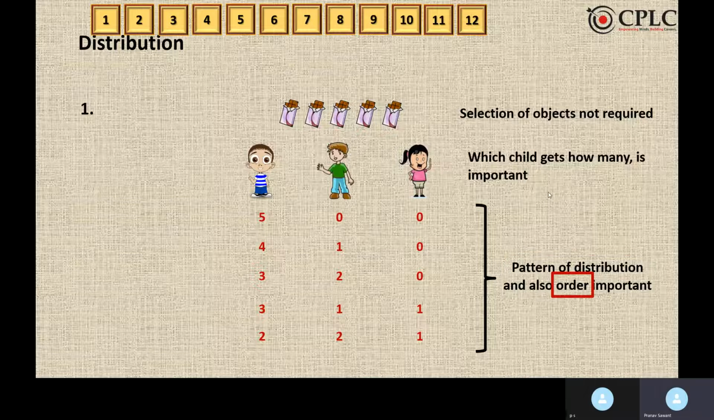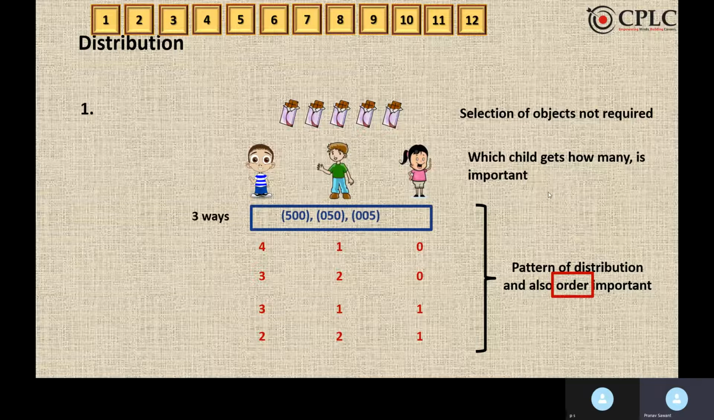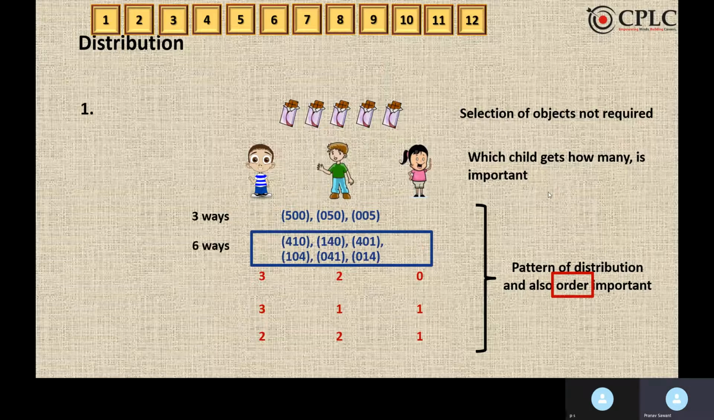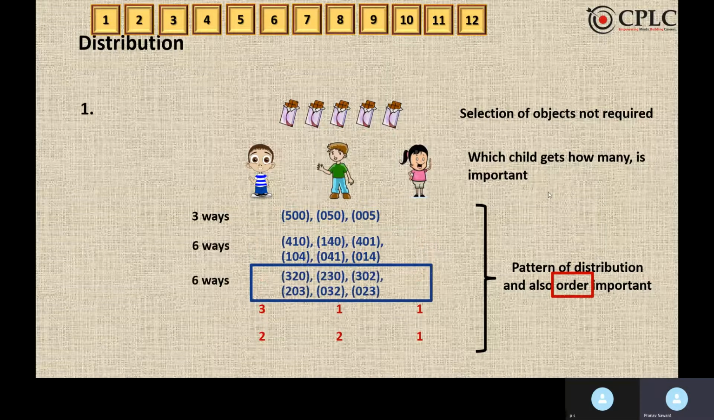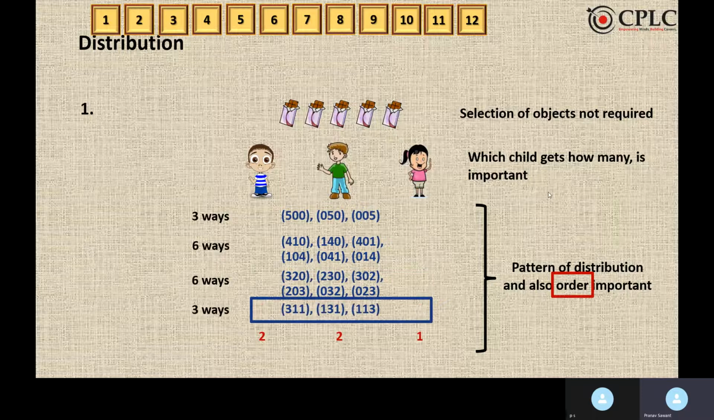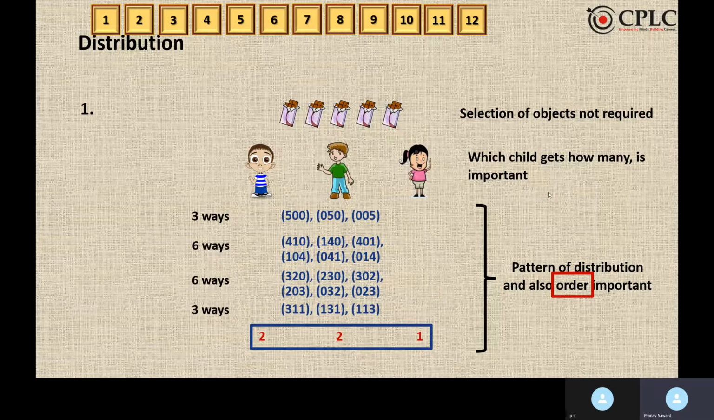Now over here, the order is also important. That means 500 can further be classified as 500, 050, 005. So this is going to be the order. So there are three ways. Now 410, we'll have six ways. These are the ways that we have. 320, again six ways. 311, we'll have three ways. 221, we'll have three ways again.